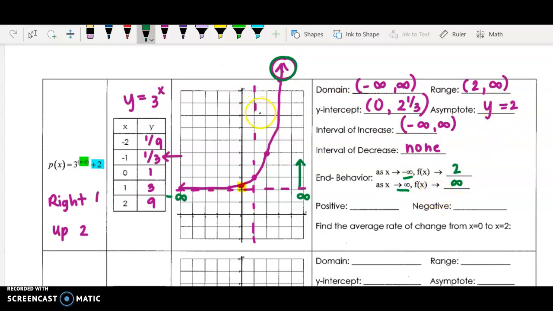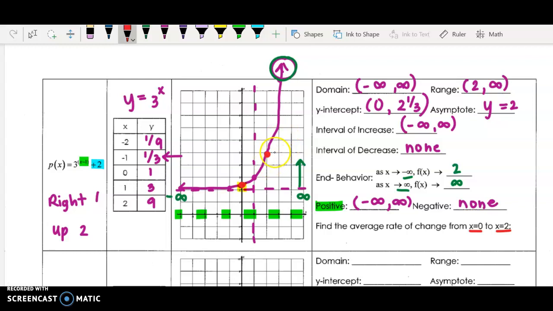This entire graph is in the positive zone. Positive is anywhere above the x-axis, and the entire function lies above the x-axis. So the entire function is positive from negative infinity to positive infinity, and there's no negative interval. To determine the rate of change, we're going to identify the points where x equals 0. So that's right here, 0, 2 and 1/3. And then x equals 2, and that's 2, 5.